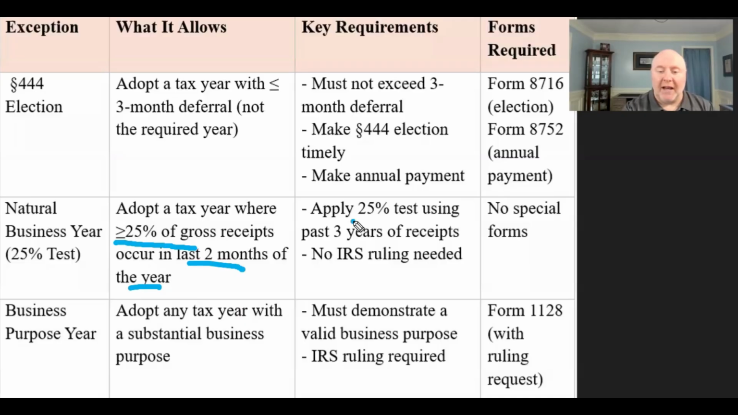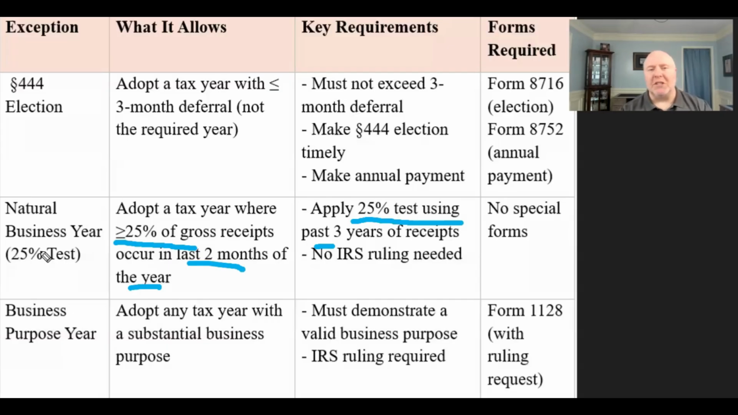So you have to apply this 25% test using the past 3 years of receipts. Now, you don't need any IRS permission to do it. There's no special forms. You're able to do this without all those other requirements. So if there's a natural business tax year, then yeah, that's a legit purpose. It's not for tax deferral purposes, and we're going to be able to do that. We just have to show that 25% of gross receipts. Again, 25% of gross receipts. I will go ahead and walk you through an example with that as well.